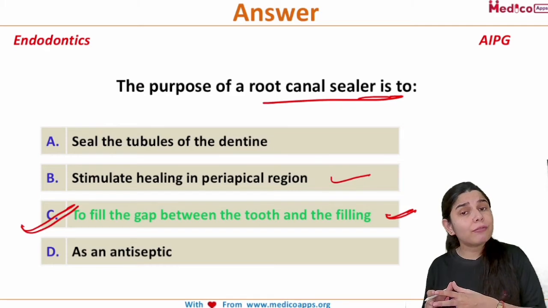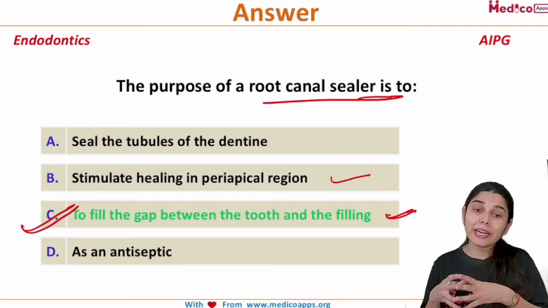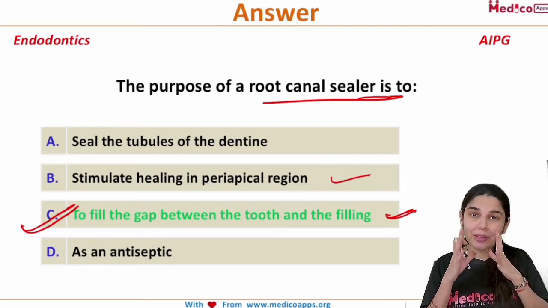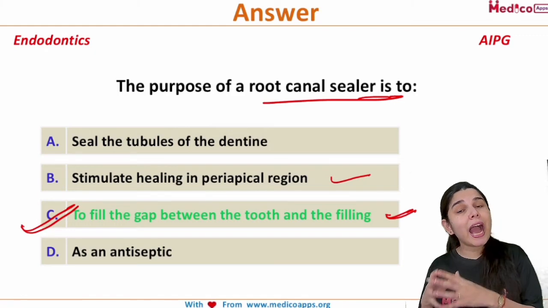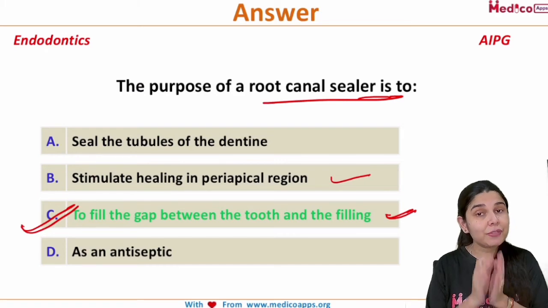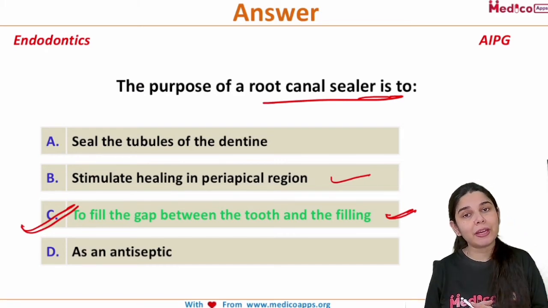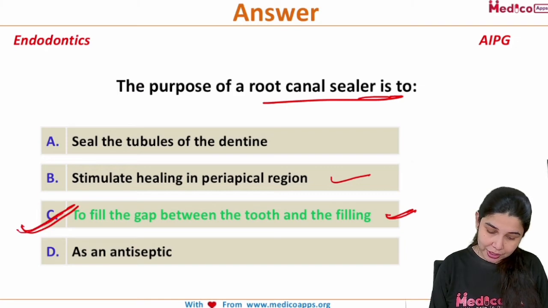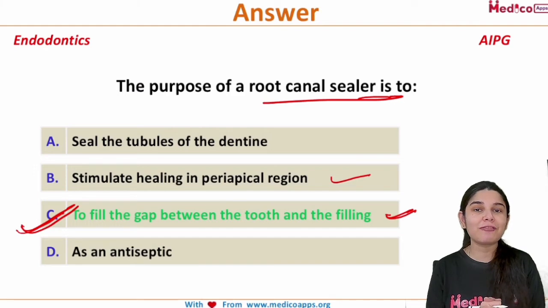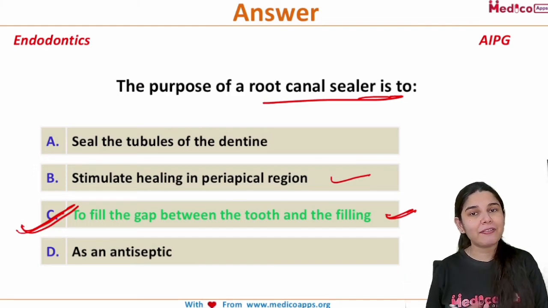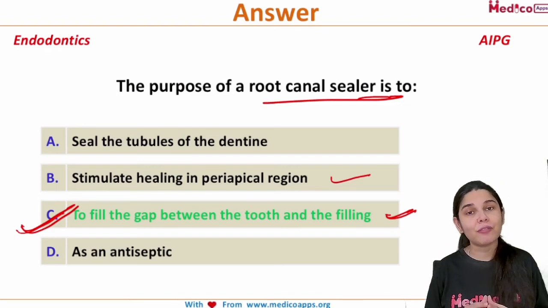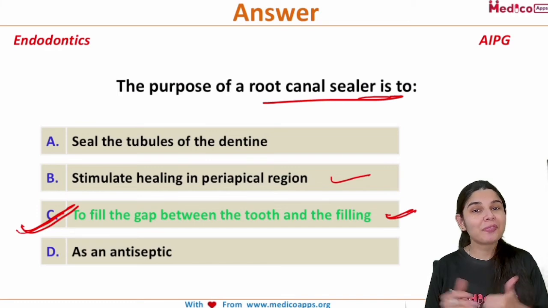And lastly, we have to also eliminate option D, which is as an antiseptic agent. We basically use it as an antimicrobial agent, so that the germicidal property immediately acts after its placement inside the root canal. So these are the options which were eliminated. The three options we have eliminated, and the answer will be option C, to fill the gap between the tooth and the filling material. I hope you have understood this functioning of root canal sealer, the significance, and now you will be able to answer the question which is based on the functions of root canal sealer.